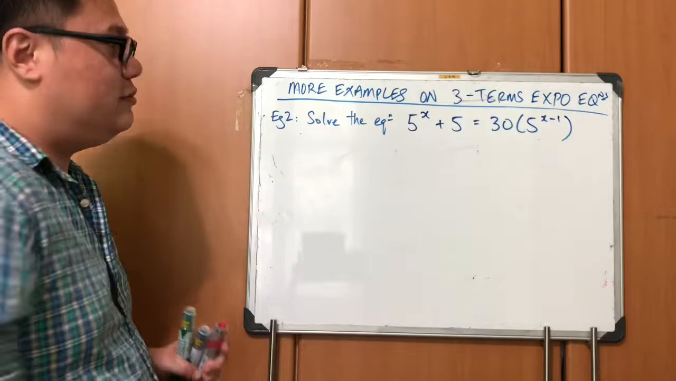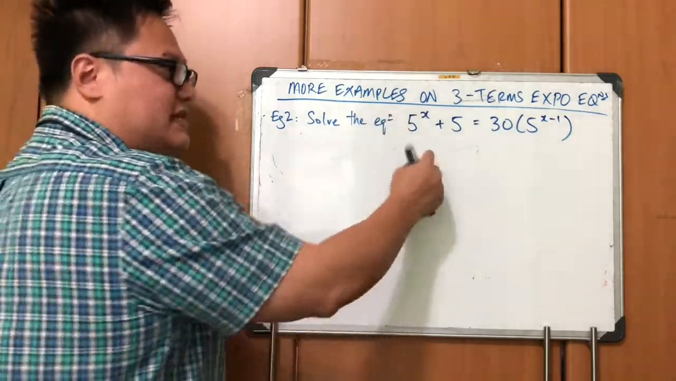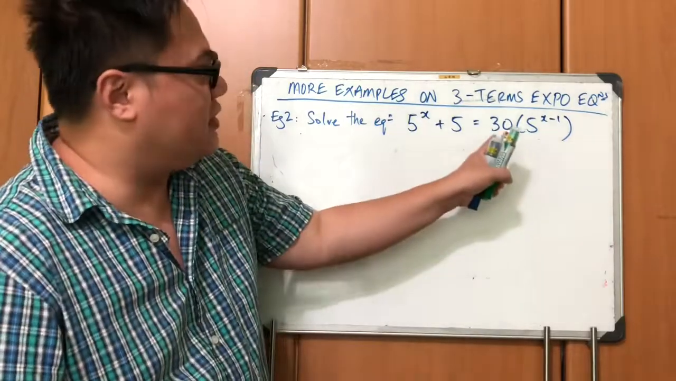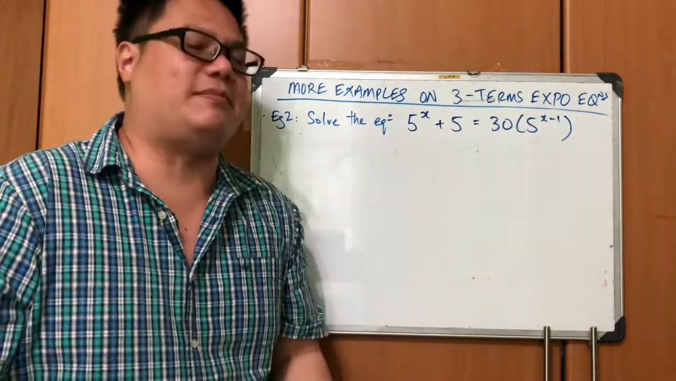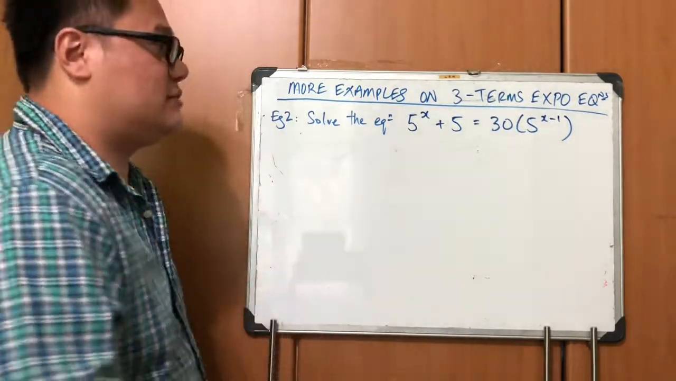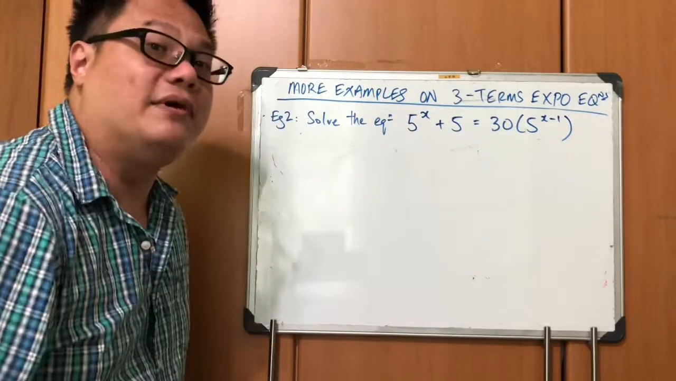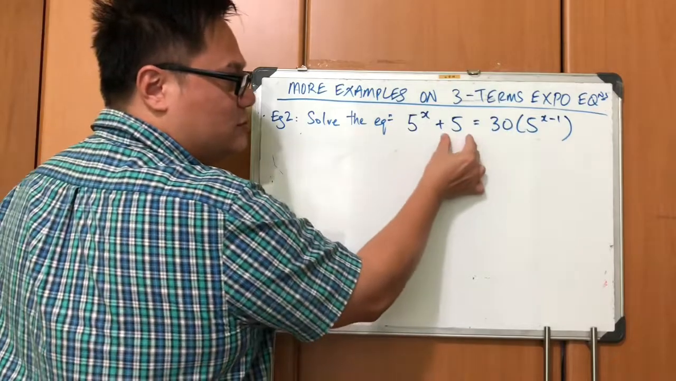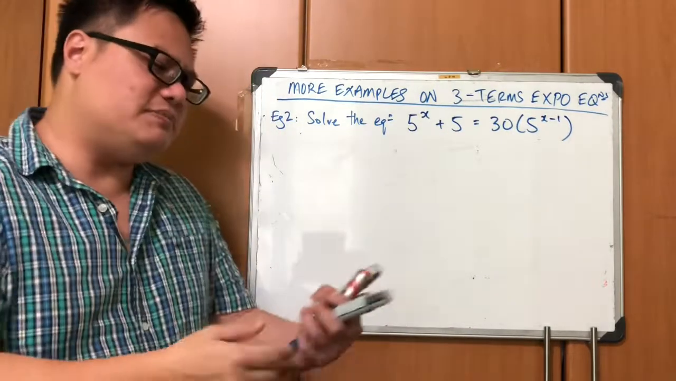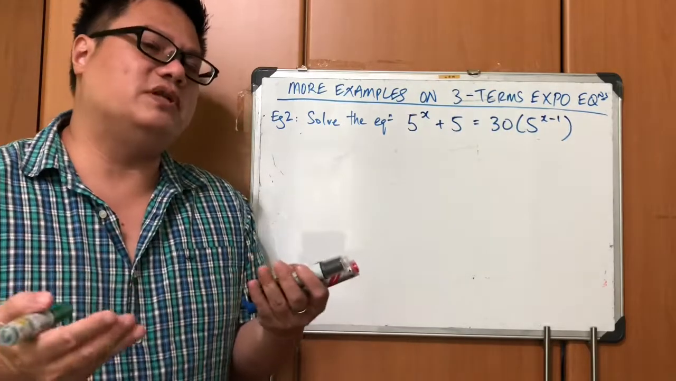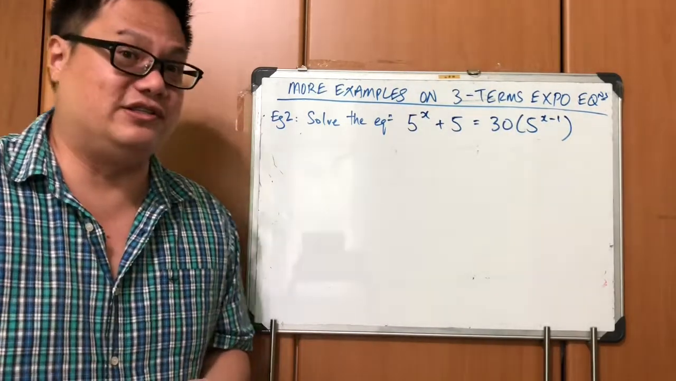Okay, second example: solve the equation 5 to the power x plus 5 equals 30 bracket 5 to the power of x minus 1. So let's take a look at this exponential equation. Take a look, because your algebra is in a power, right? So there's one term here, two terms, and three terms. For a three-term exponential equation, what can we do? Like I suggested, most of the time we use the substitution strategy.